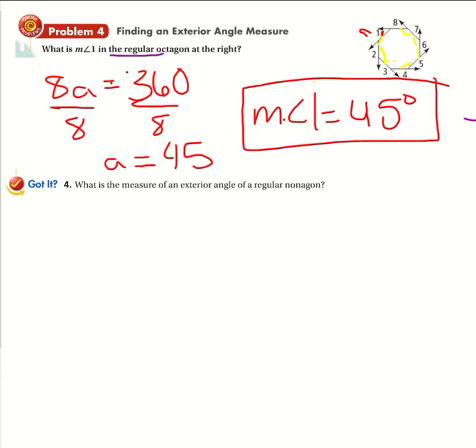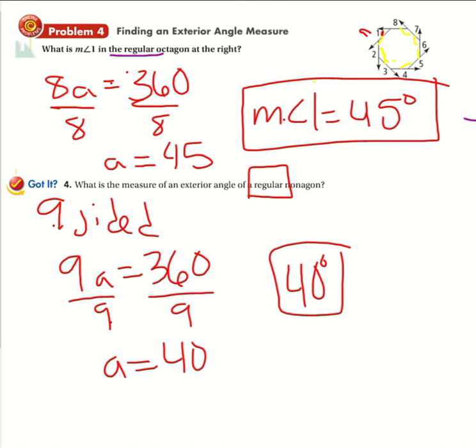Alright, same thing on this next problem. Pause the video and do it. Alright, you can check your answer with mine. I got 40 degrees. This is the end of Section 1 of Chapter 6, Geometry.